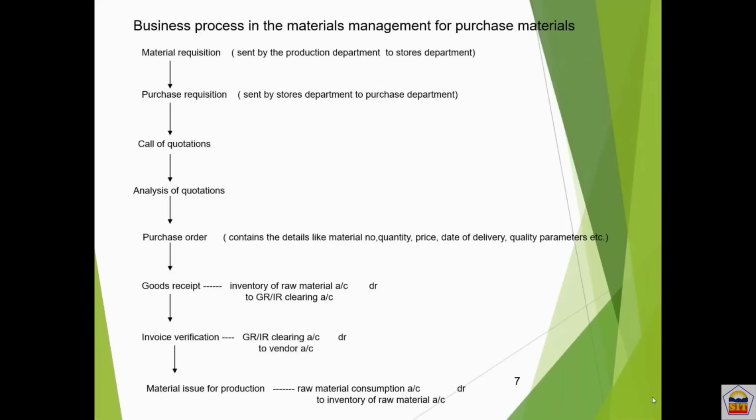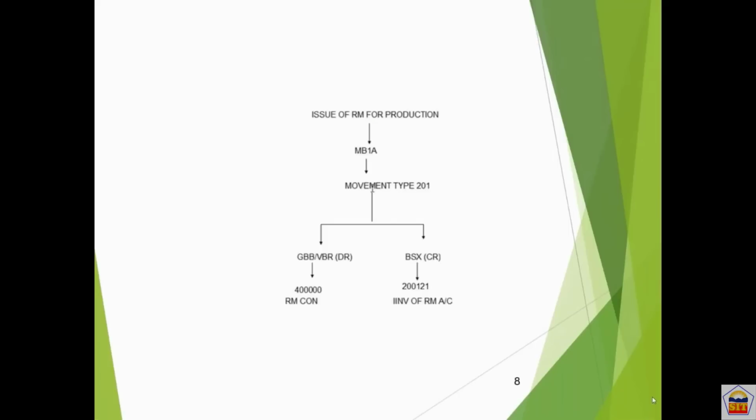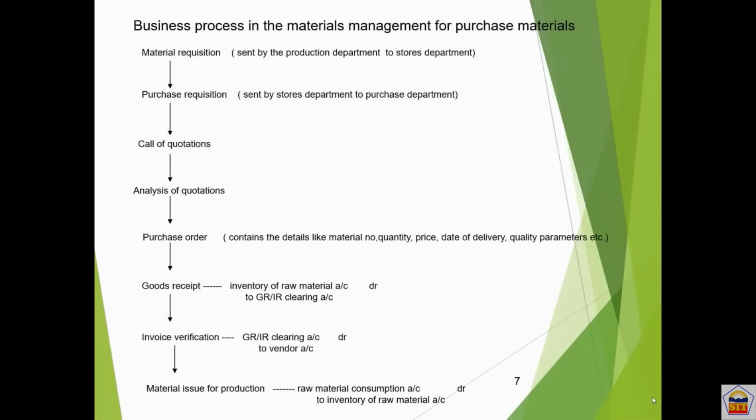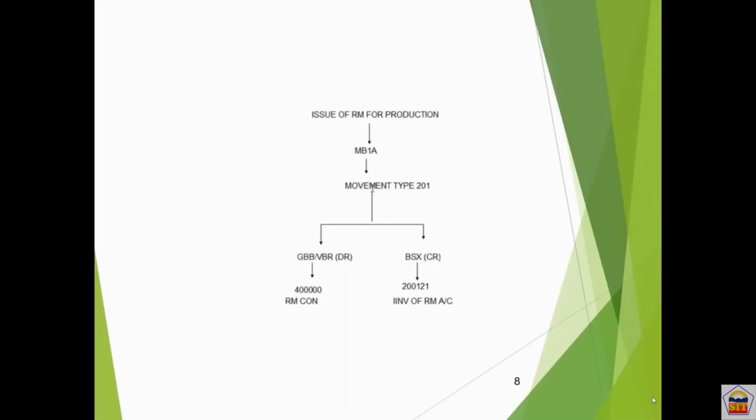Then after this, we will send these goods to the consumption department or production department. At that point of time, we'll have the consumption accounting entry where we will debit the raw material consumption account and credit the inventory. So we'll be reducing the inventory, increasing the consumption. So it is saying how these accounting entries, the GR/IR and this material consumption, will be posted by the system automatically.